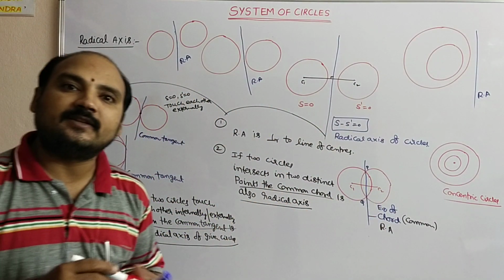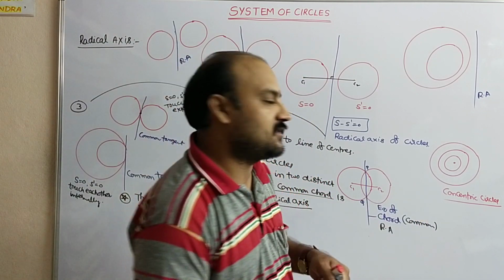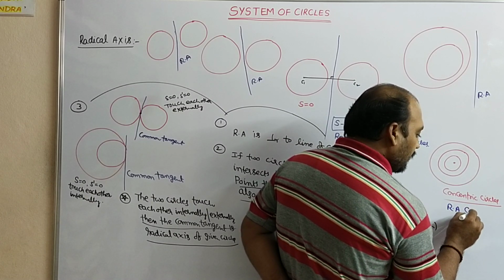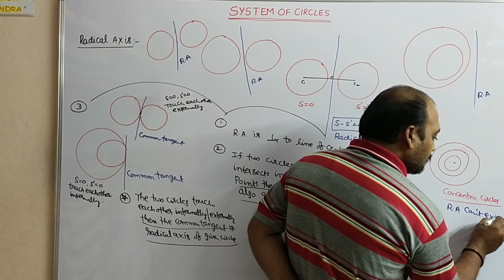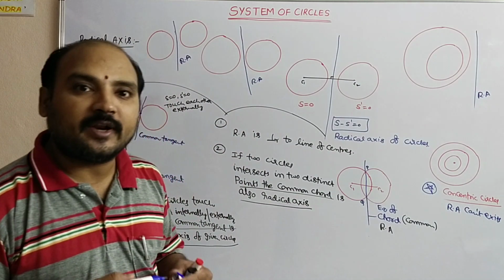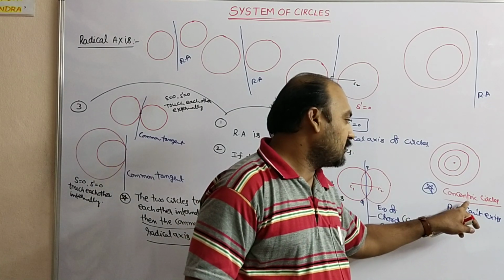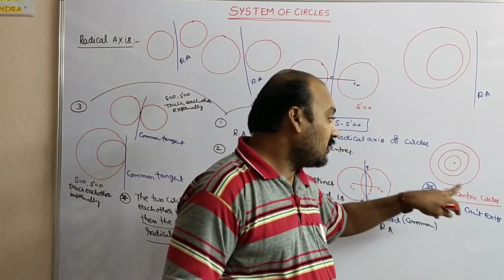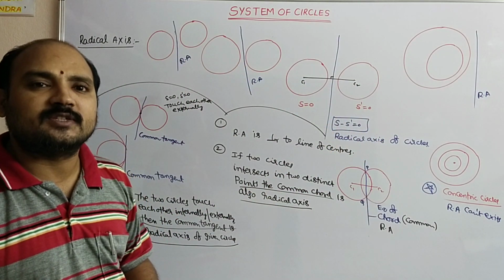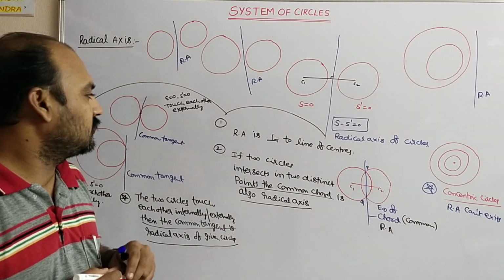For concentric circles, there is no radical axis. Radical axis cannot be adjusted. You remember, this is a very important point. If the circles are concentric, then for those circles the radical axis cannot be adjusted. If the circles are not concentric, like this one or this one or this one, the radical axis will be adjusted.